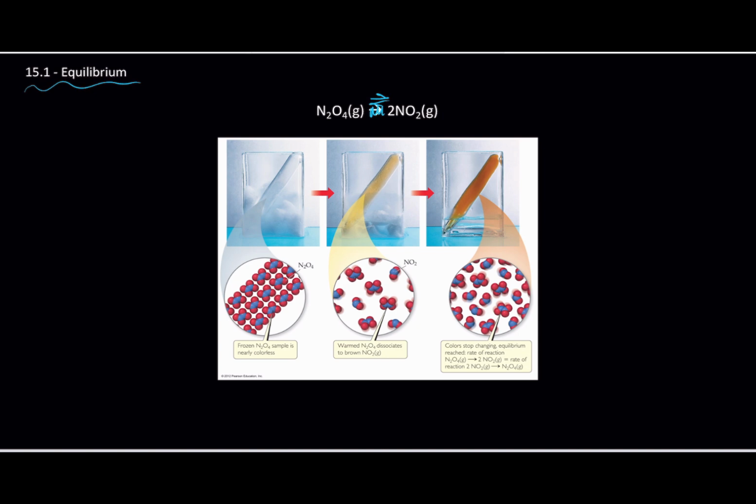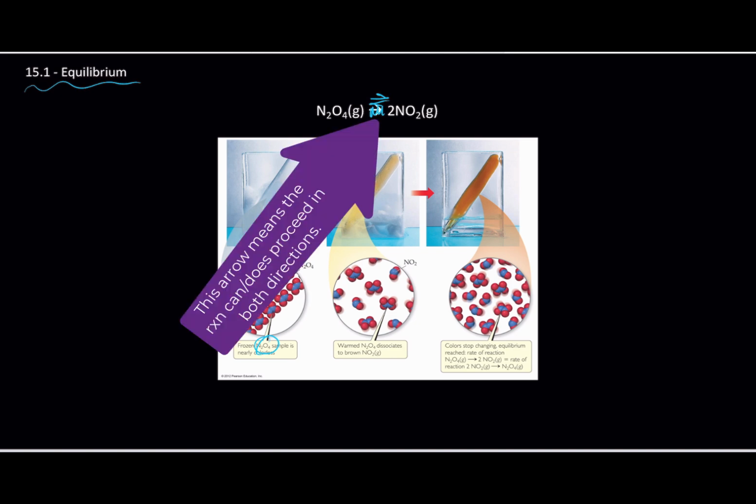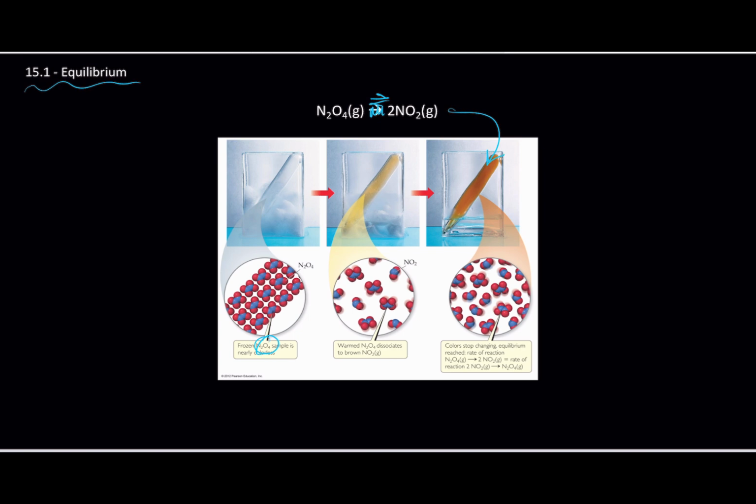This is the diagram from your book. It shows that our N2O4 is actually colorless, and our NO2 is this brown gas right here. We go from reactant to product, but not completely to product. From a macroscopic perspective, as time passes, it looks like it stops. It looks like it stops because one of the ways that we can describe equilibrium is that the concentrations remain constant.